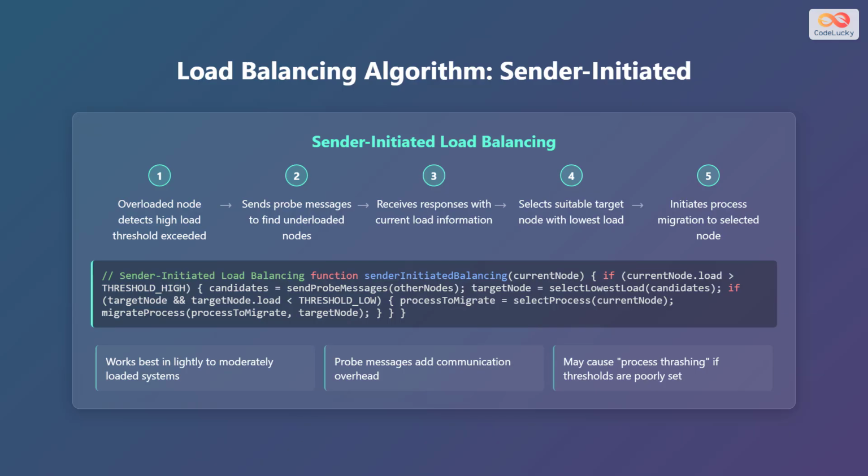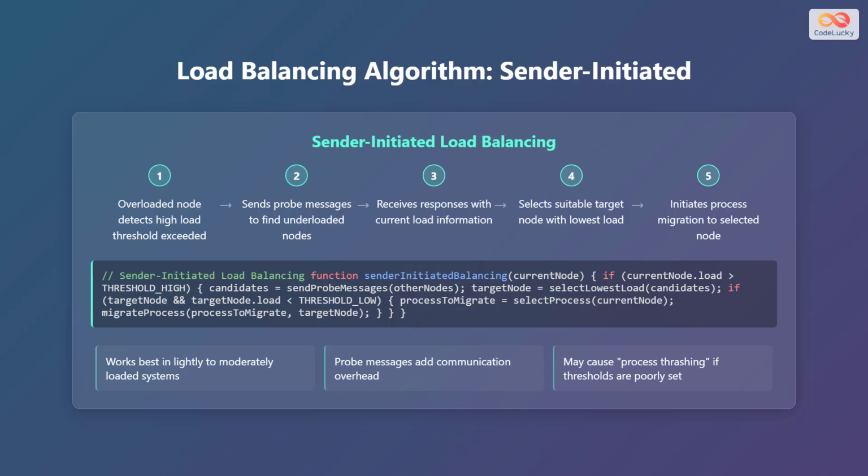Step 4. It selects the most suitable target node with the lowest load. Step 5. It initiates process migration to the selected node. Here is the pseudocode for the sender-initiated load balancing algorithm. The function sender-initiated balancing takes the current node as input.